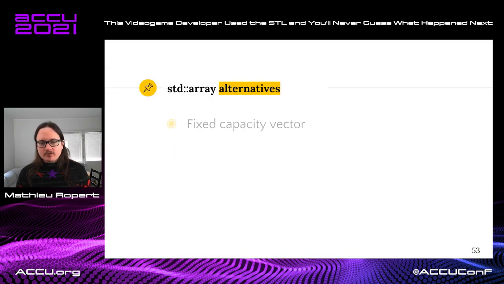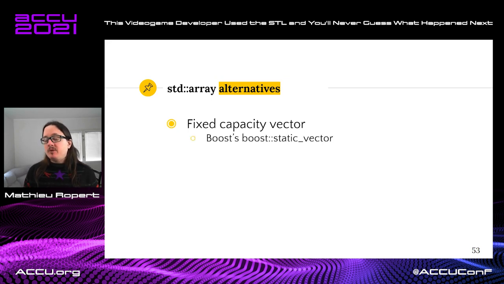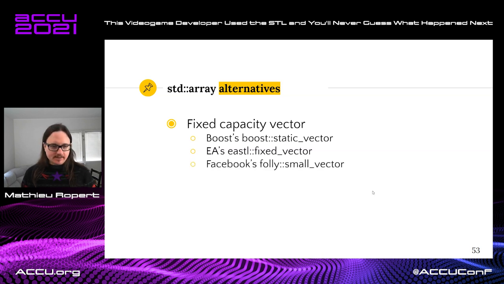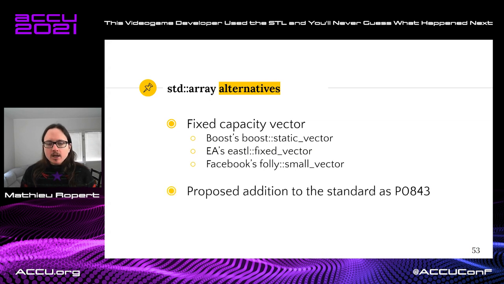We have a few alternatives to solve that. Fixed capacity vector is probably the thing people think about when they mention a limitation on array. Boost has one called static vector. EASTL has one called fixed vector. And Facebook Folly has one called small vector. Not two of them can agree on the name, sadly.